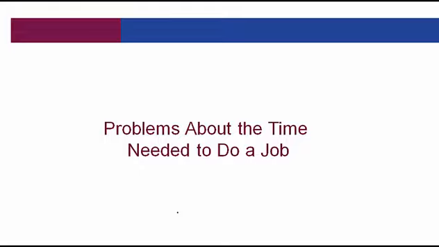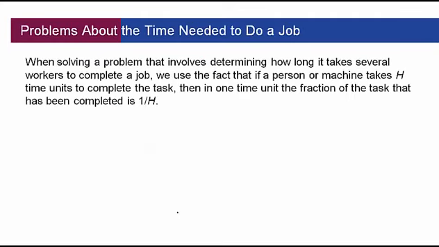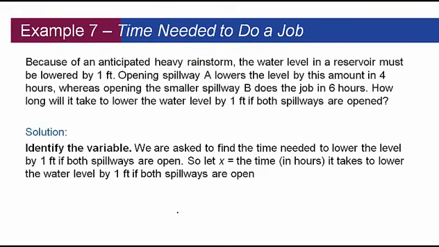How about problems about time needed to do a job? So work-related questions. When solving a problem that involves determining how long it takes several people to complete a job, we have to use the fact that if a person or machine takes so many time units to complete a task, then in 1 unit of time, they've done 1 over that many time units. So if it takes them H hours to complete a task, then in 1 time unit, the fraction of the task that's been completed is 1 over H. That's the key to these types of things.